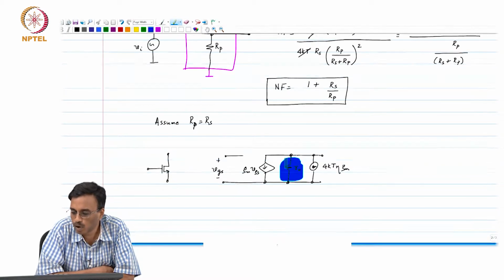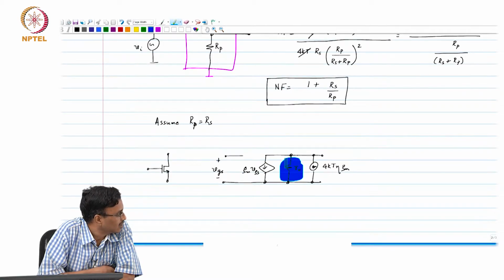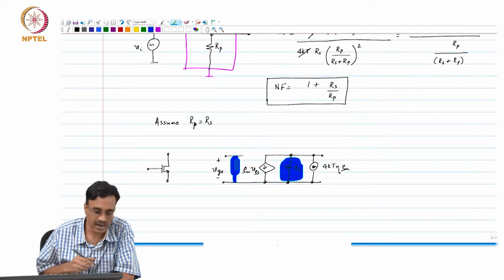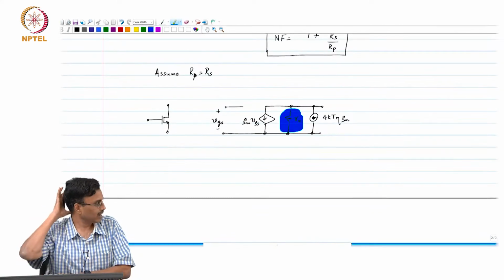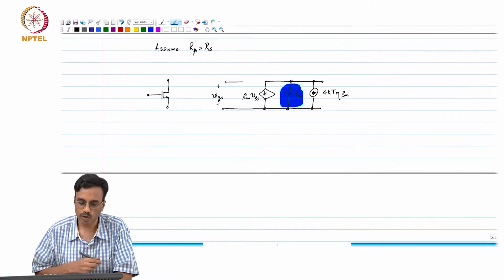So, this is a simple model for noise. In fact, it turns out that in reality there is also another noise source in the gate, but that only shows up at really high frequency, but for most calculations, at least at low frequencies, this is good enough.